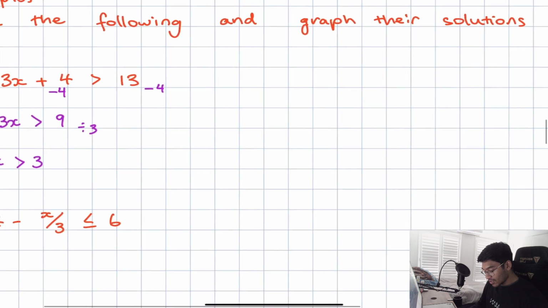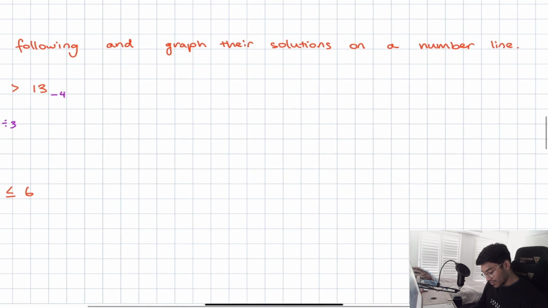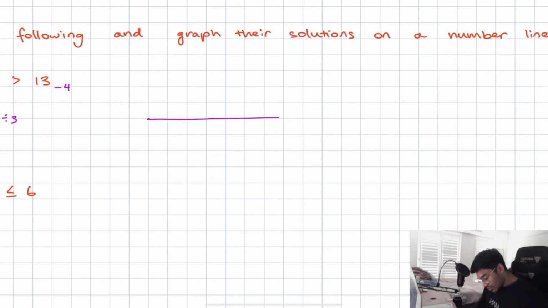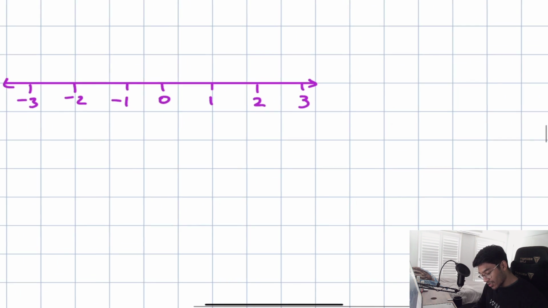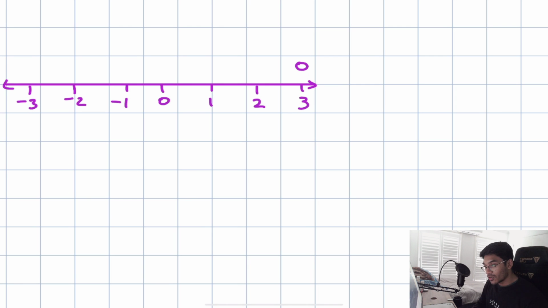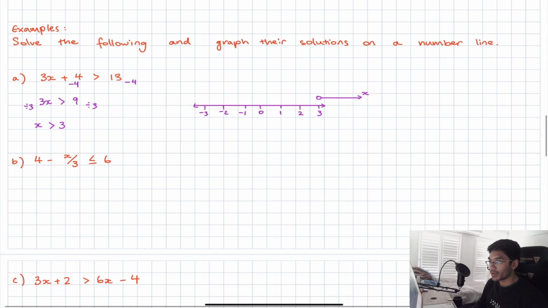So that's that. Now it also wants me to graph their solutions on a number line. So I'm going to quickly draw a number line. Doesn't have to be a big one. Make this 0. 1, 2, 3. I'll go -1, -2, -3. That's my number line. Now x is greater than 3, but not including it. Means I start at 3, do an open circle because it's not including it, and draw a line with an arrow. And that tells me that x is greater than 3.